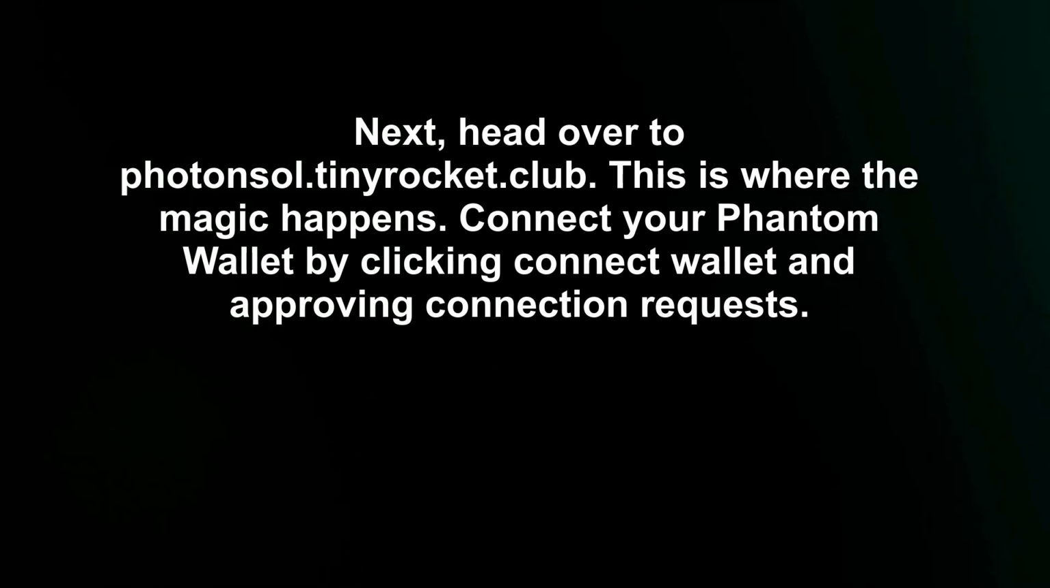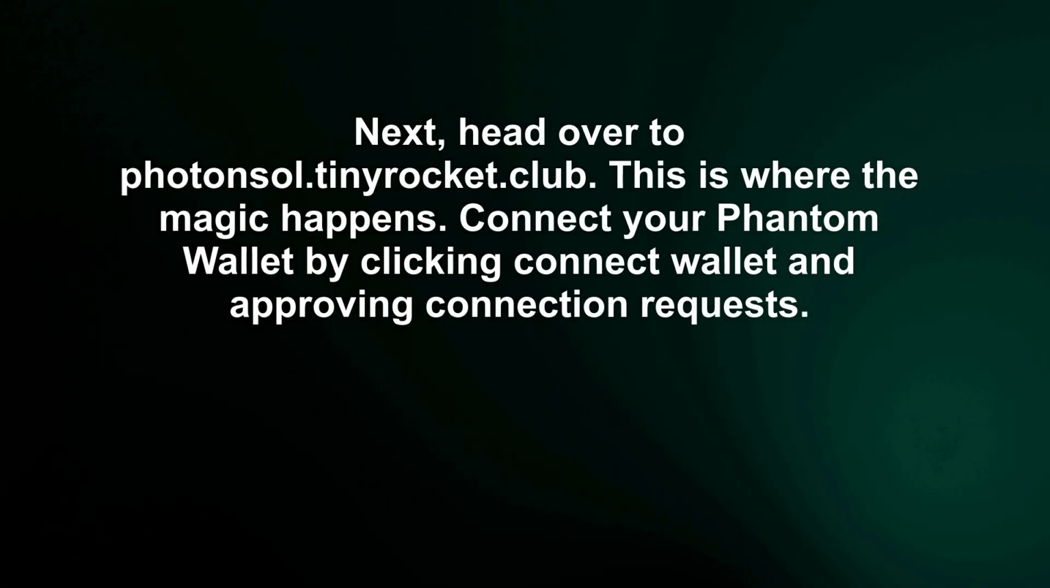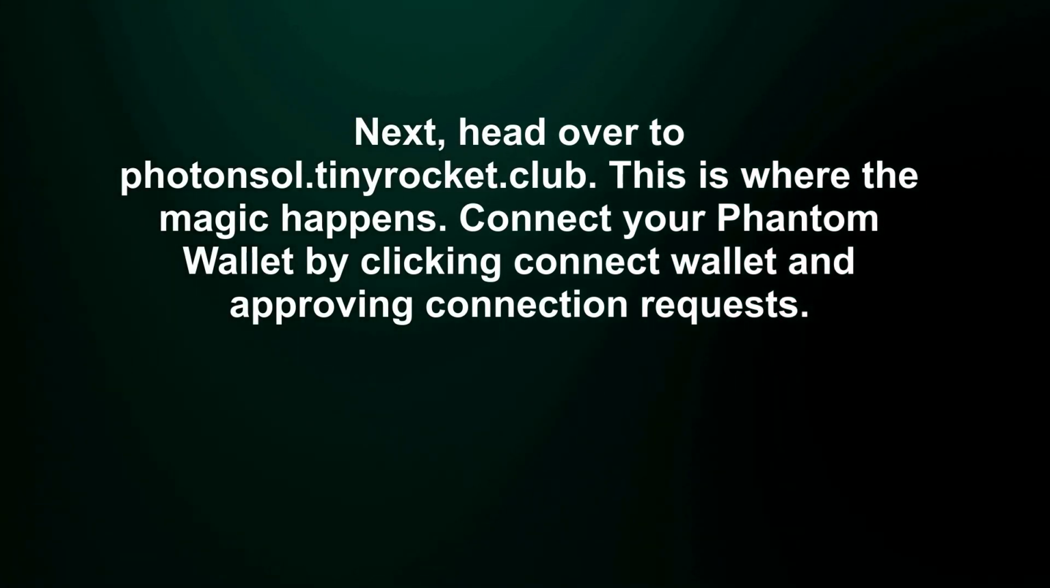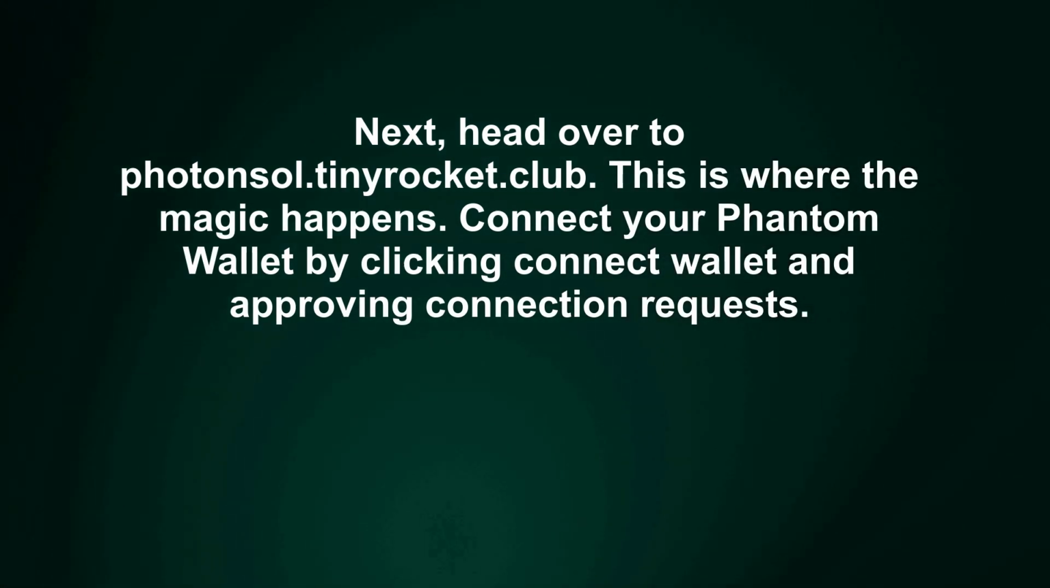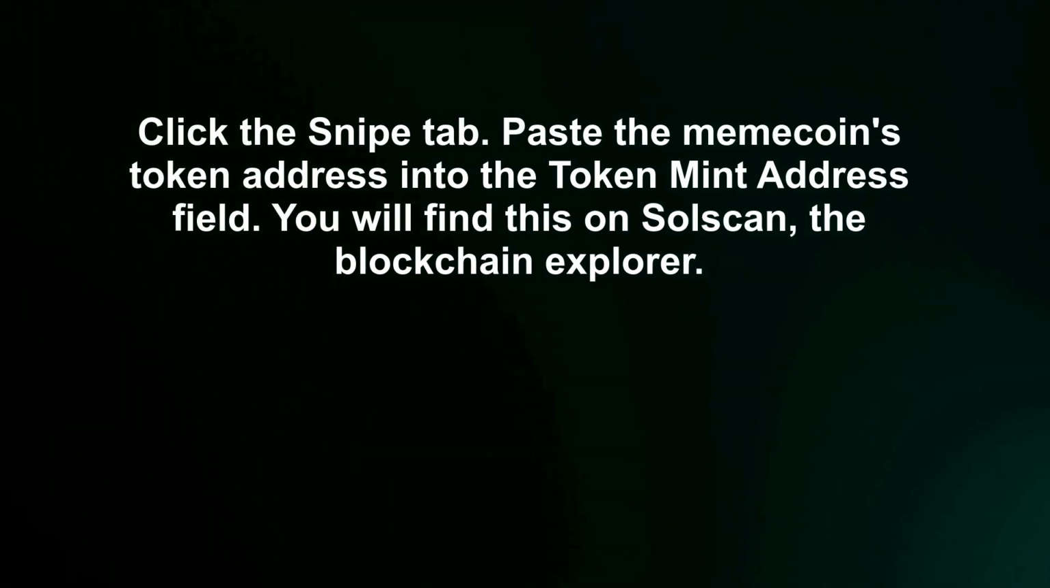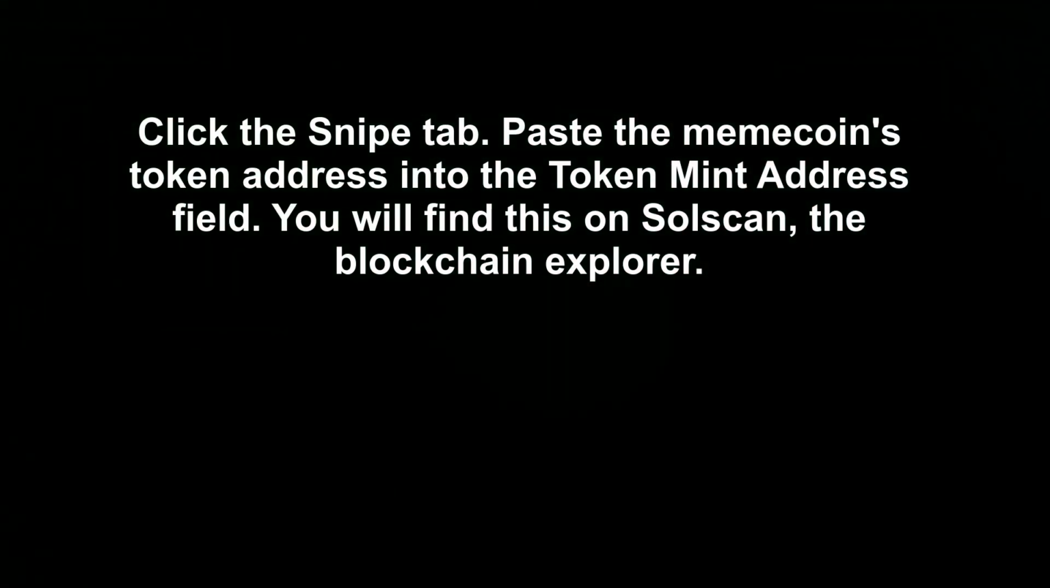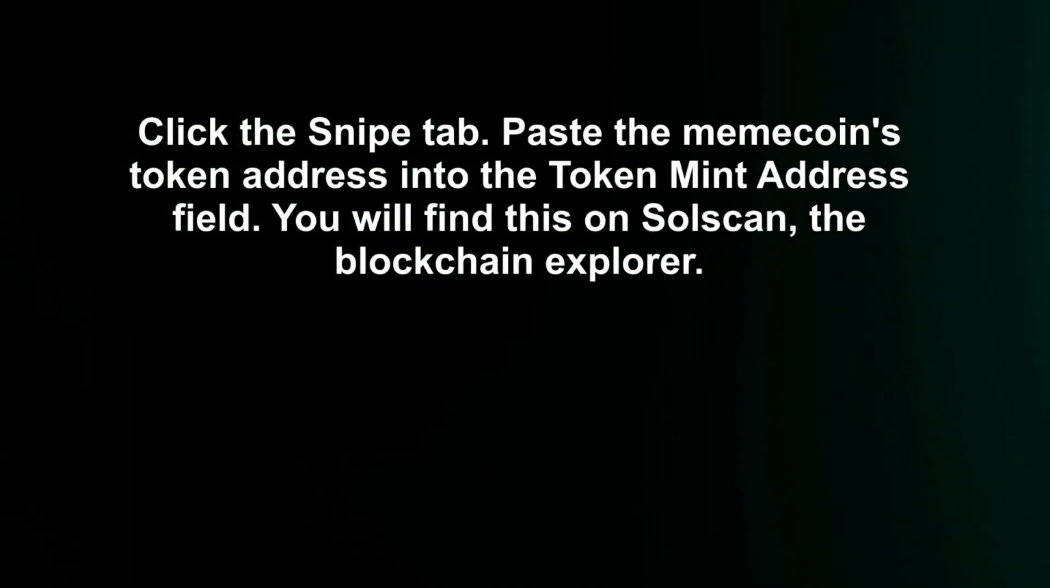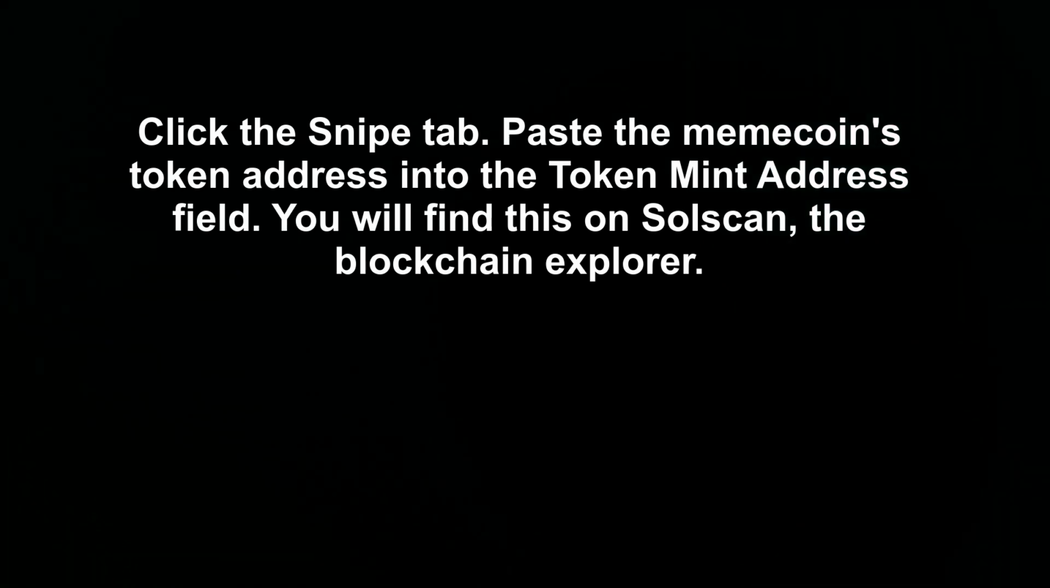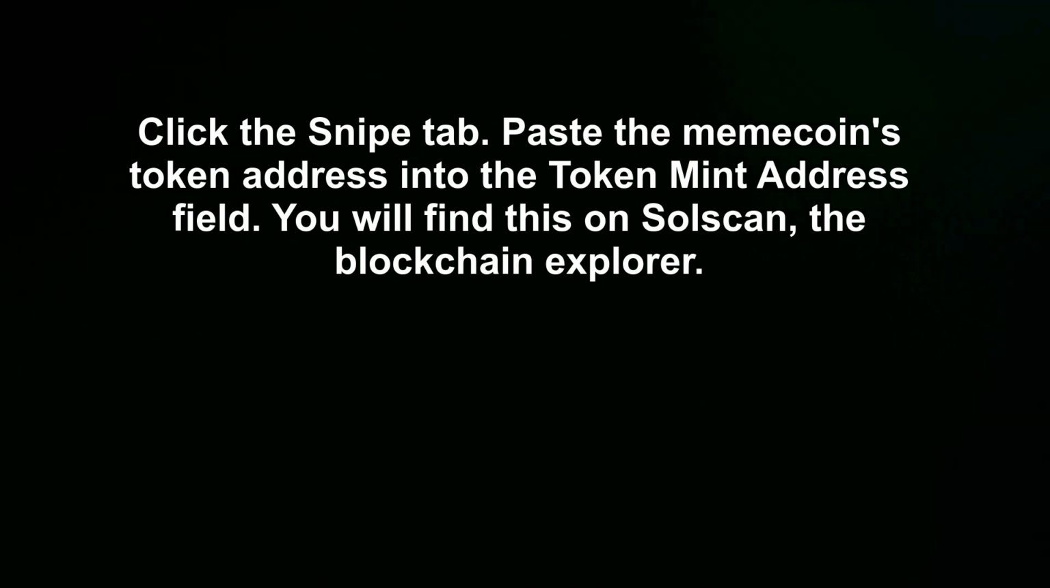Next, head over to photonzool.tinyrocket.club. This is where the magic happens. Connect your Phantom Wallet by clicking Connect Wallet and approving connection requests. Click the Snipe tab. Paste the Memecoin's token address into the token mint address field. You will find this on Solscan, the blockchain explorer.